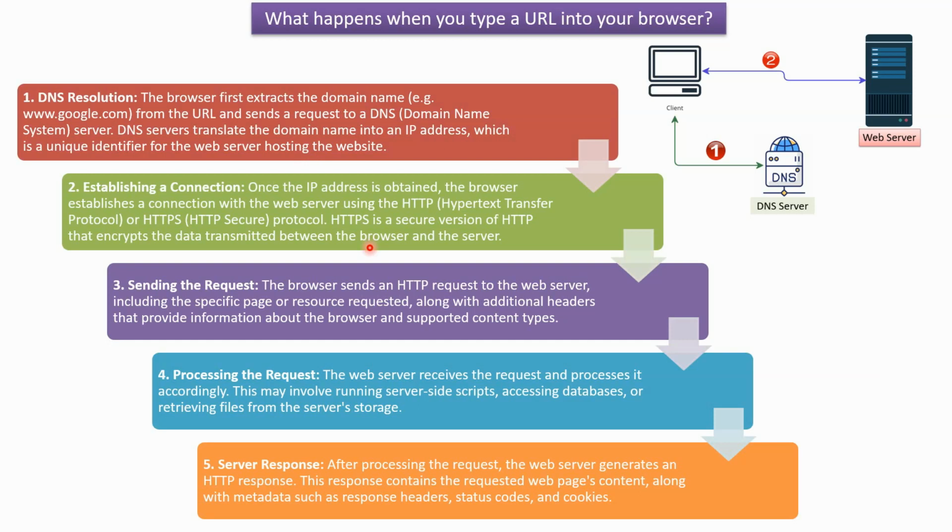Then the second step is establishing a connection. Once the IP address is obtained, the browser establishes a connection with the web server using the HTTP protocol or HTTPS protocol. HTTPS is a secure version of HTTP that encrypts the data transmitted between the browser and the server.